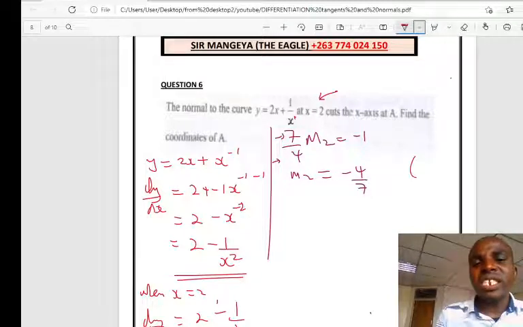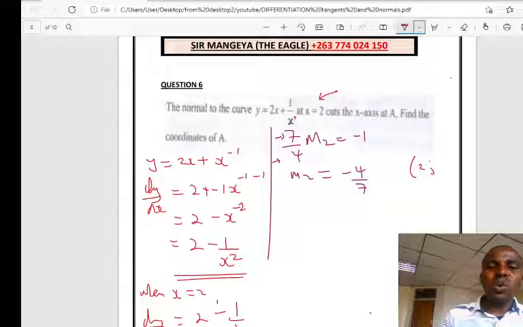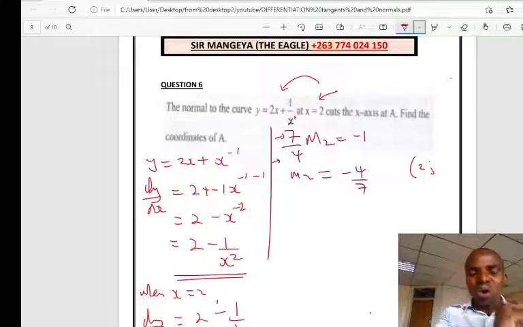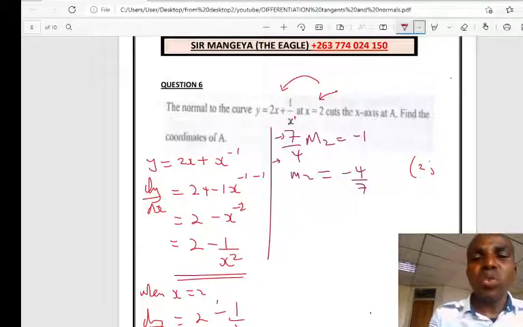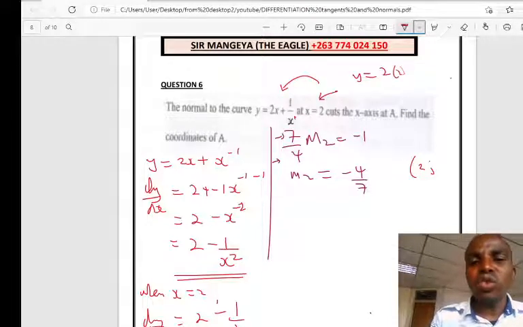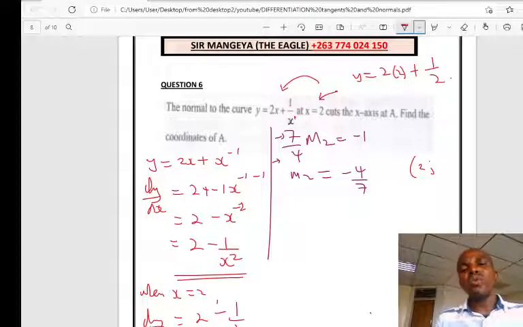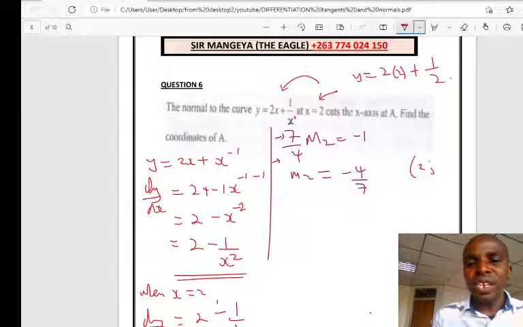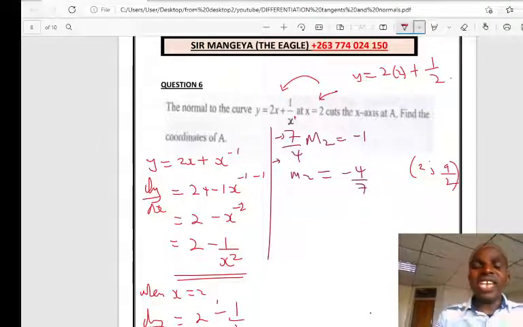Now the point is x equals 2. What will be y when x equals 2? You have to substitute, put x equals 2, to find the corresponding value of y at the point where the normal meets the curve. So y is equal to 2 times 2, plus 1 over 2. 2 times 2 is 4, 4 plus half is 4 and a half, which is 9 over 2.